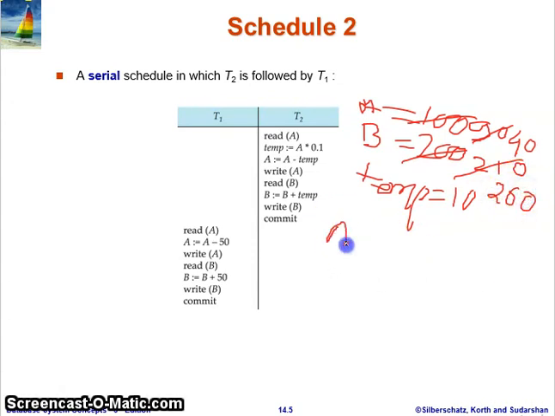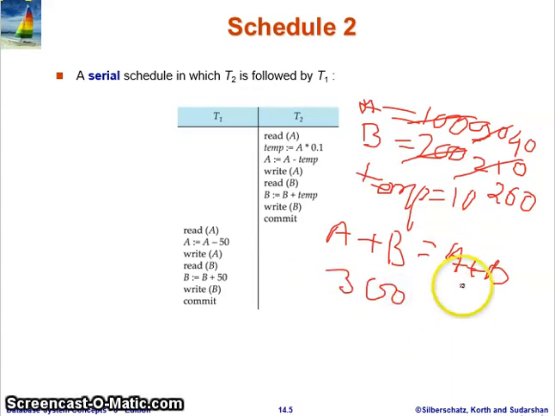Again check the initial value of A and B, and after completing this schedule, the value of A plus B. Initial 100 plus 200 is 300, and after completing this schedule, transaction T2 and transaction T1, 40 plus 260 is 300, means it's consistent.